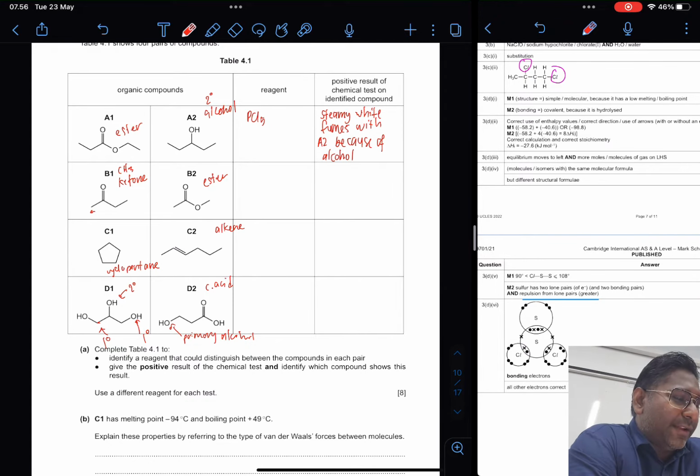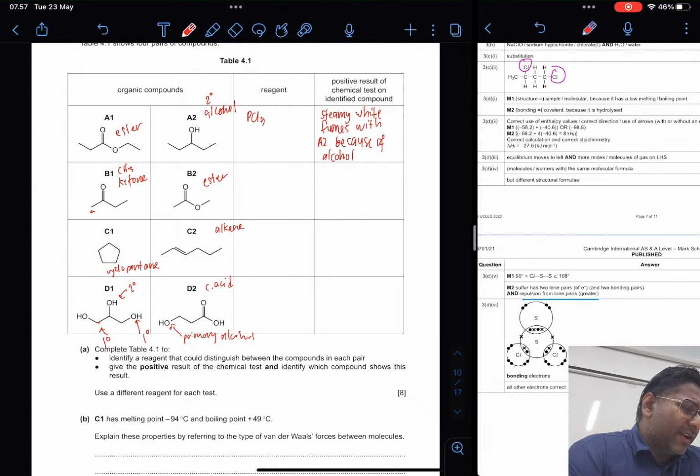Okay, so A2 is alcohol, so steamy white fume. And then let's say now I have ketone and ester. How do I differentiate ketone and ester? Okay, so you can use, let's say for example, two methods. You can use many methods actually.